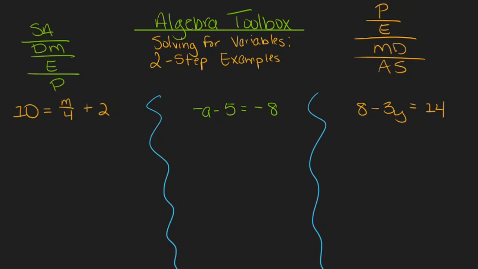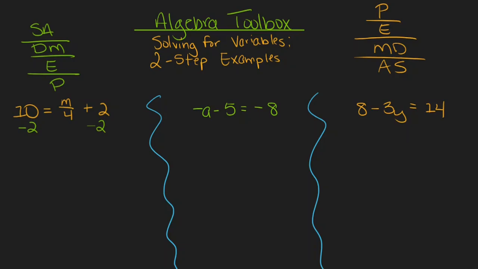Using SADMEP, I know that the addition relationship is the first one that I should break because it comes earlier in SADMEP. So I'll break that relationship by doing the opposite operation. The opposite of addition is subtraction, so I'll subtract on both sides, and I'll subtract by the value that I want to get rid of. I want to get rid of the 2, so I'll subtract by 2.